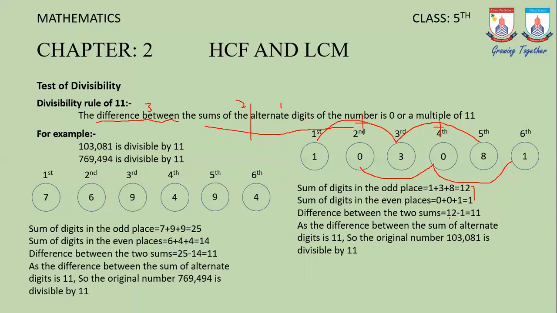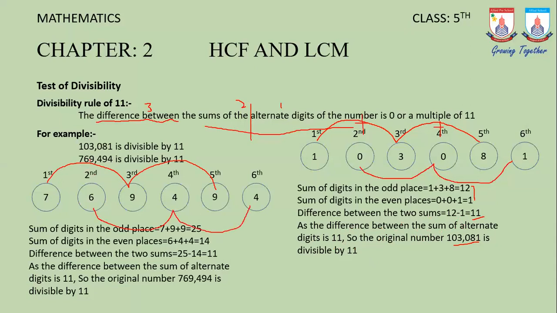As we can see, the difference between the sums of alternate digits is 11, so the original number is also divisible by 11. The last example of this lecture: these are the alternate positions from above and from below.